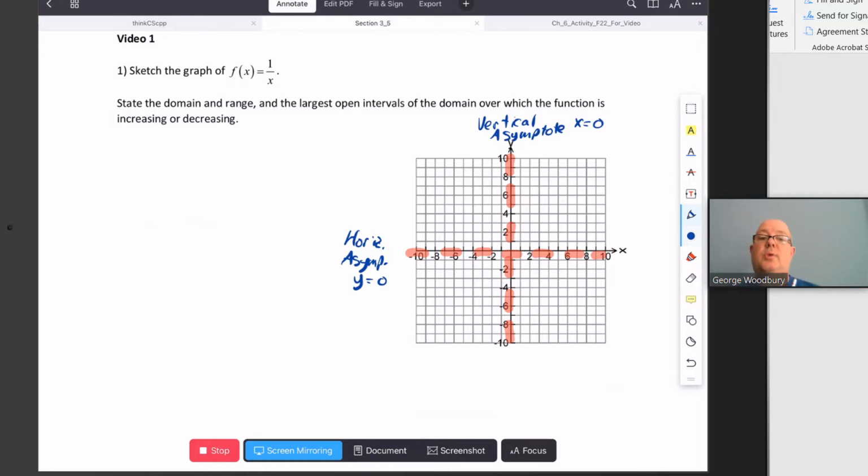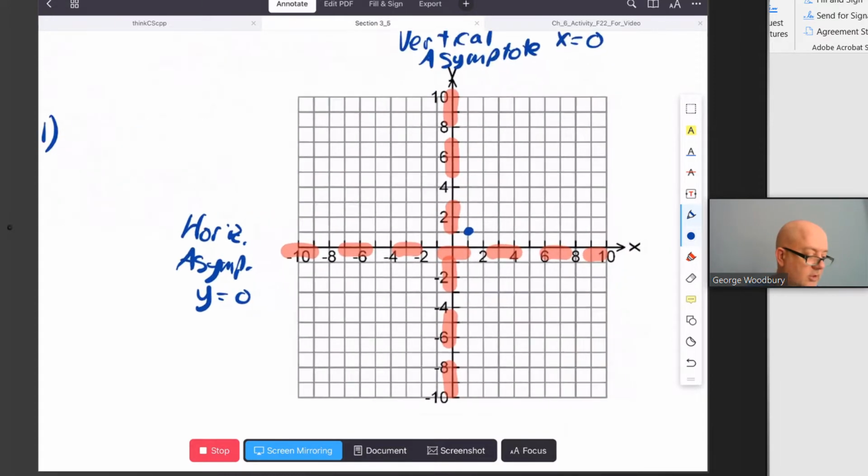All right. In terms of points, the best point to start with is 1, 1. We know that if we put in 1 for x, then 1 divided by 1 is also 1. So we've got a point at 1, 1, and I kind of treat it like a turning point. What we're going to see is that when x is 2, we get 1/2, or 0.5. When x is 5, we get 1/5, or 0.2. It's getting closer and closer to that x-axis on the right-hand side.